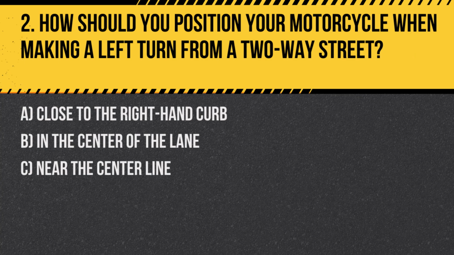A. Close to the right-hand curb. B. In the center of the lane. C. Near the center line. Answer. C. Near the center line. Positioning near the center line gives better visibility and an optimal path for the left turn.